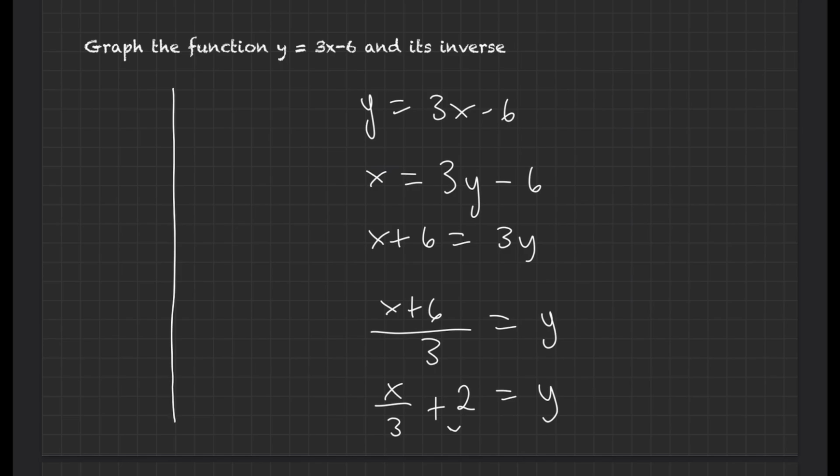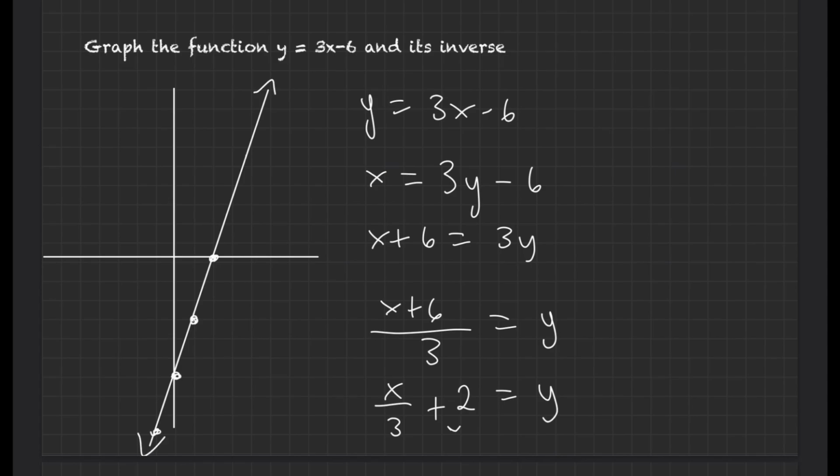So now let's graph both of them. So 1, 2, 3, 4, 5, 6. Minus 6 is here. And then the slope is plus 3 for the original function. So that's that function. And then let's graph the inverse in this color. So this is going to be plus 2 and then x over 3. So we're going to go like this: right 3, up 1, because the slope is 1 over 3. Okay, so that would be the inverse.